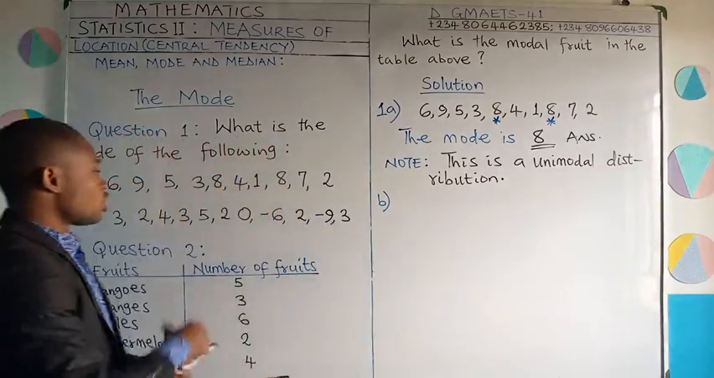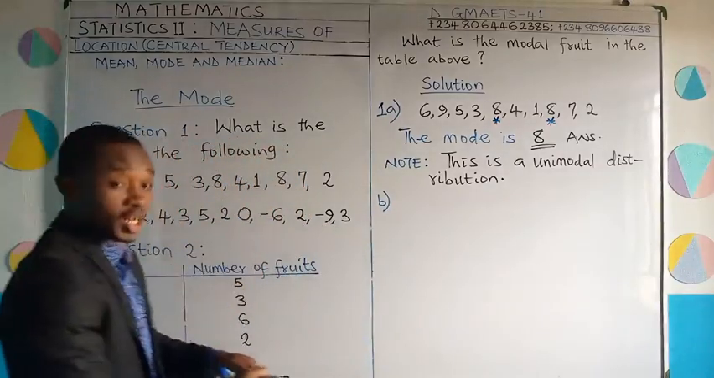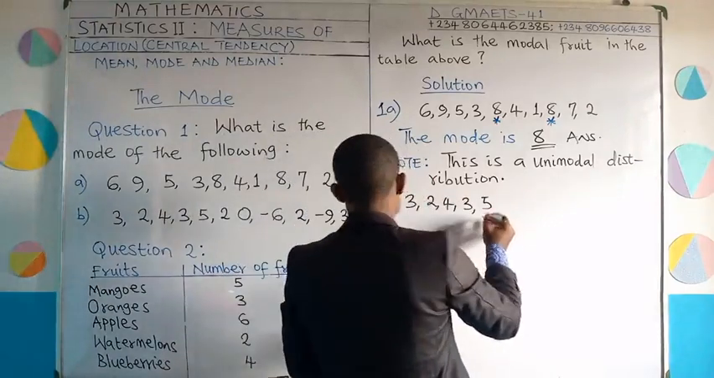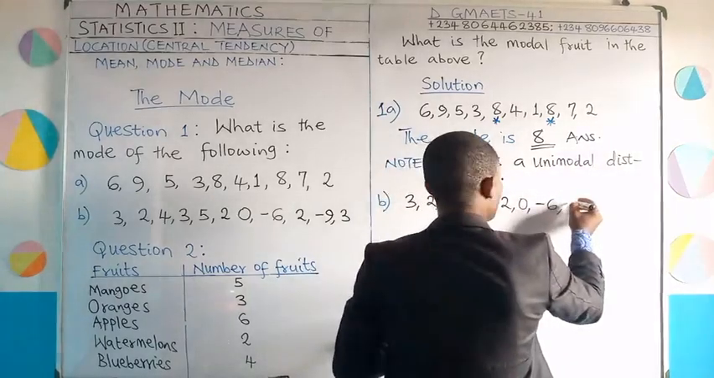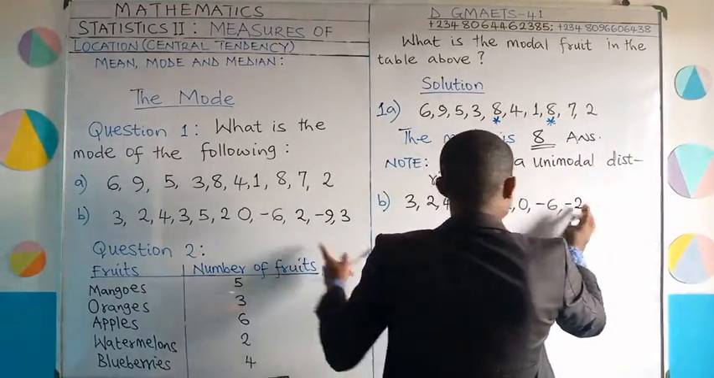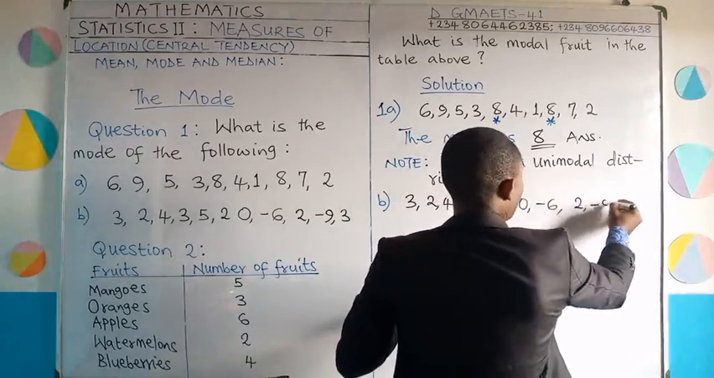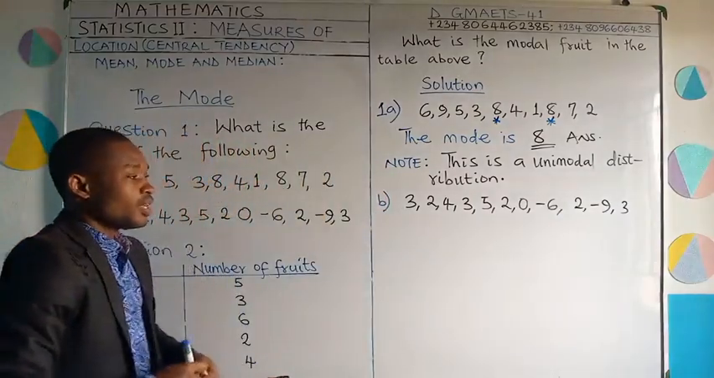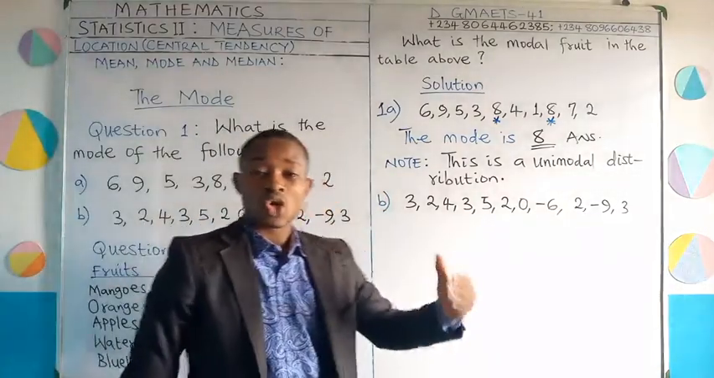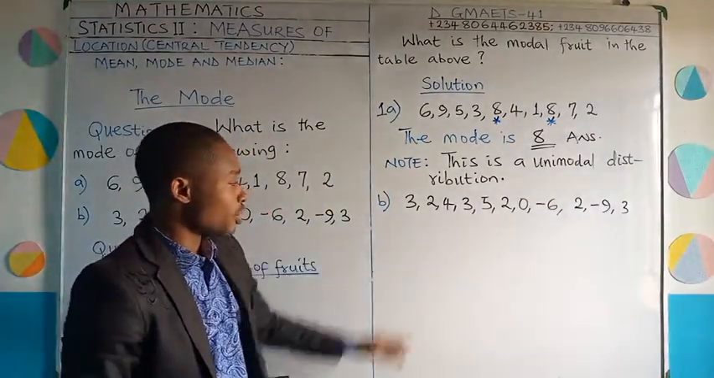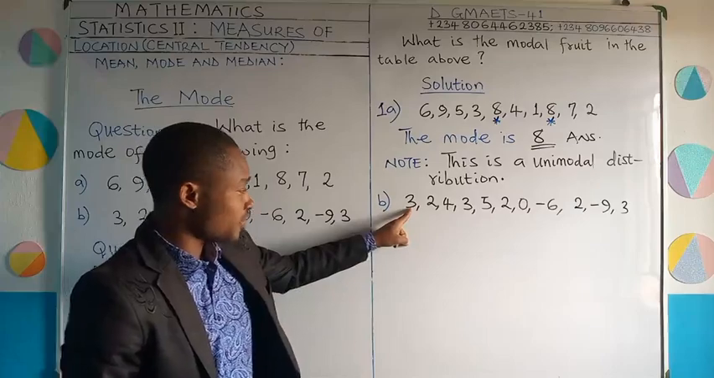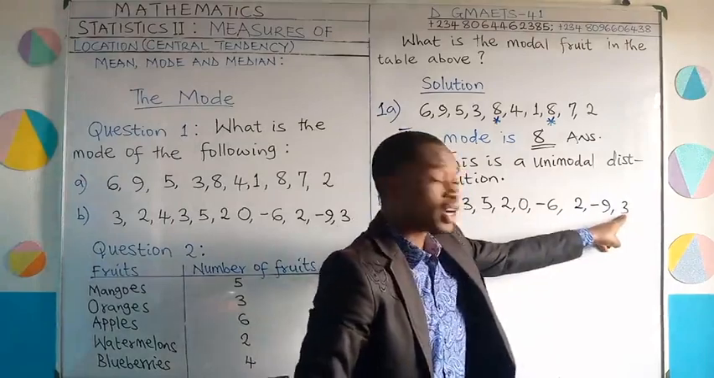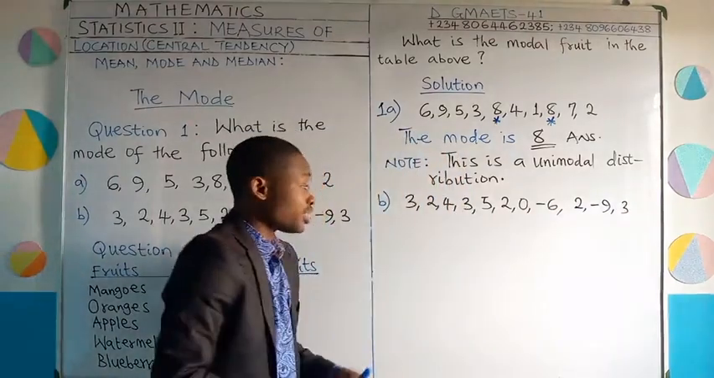In the B part of the question, we are given this distribution. So let's get it out. 3243, 520, minus 62, minus 93. So this is the distribution. Let us find out the number that appeared or occurs the most in this distribution. Let's go. 3. We have this 3 here. Look at another 3, which is 2 times. Then look at another 3, which is 3 times. So 3 appeared 3 times.